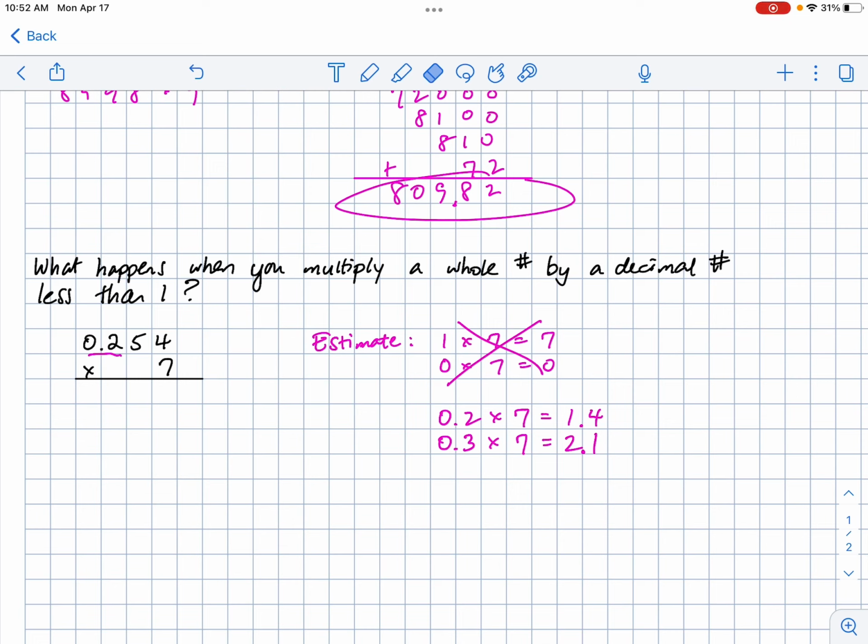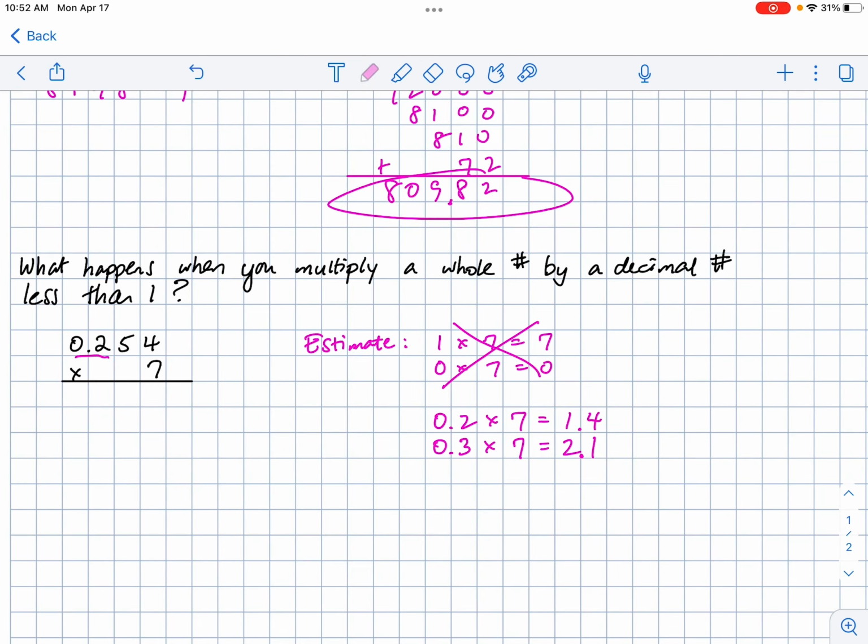Now, what you're going to do is the same thing as before. You're going to follow the same strategy. You're going to forget the decimal and multiply 254 thousandths times 7. I'm going to continue with the first strategy I used in the previous question. 4 times 7 I know is 28. I carry the 2.